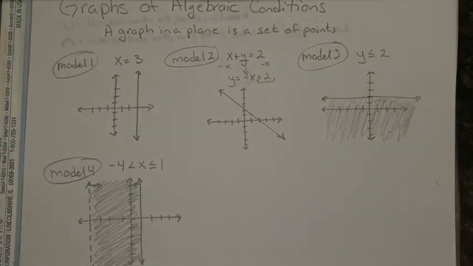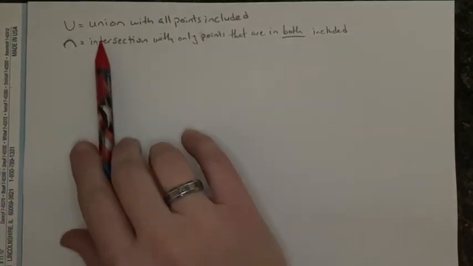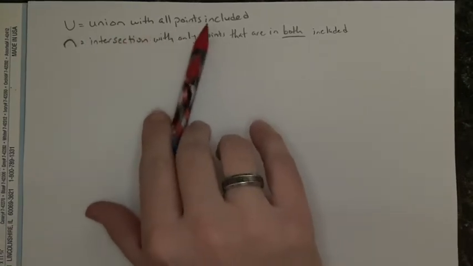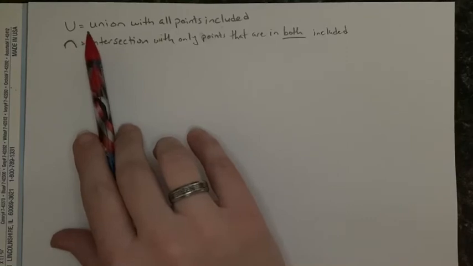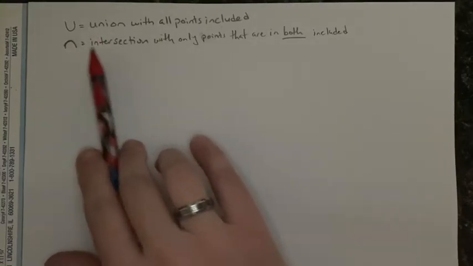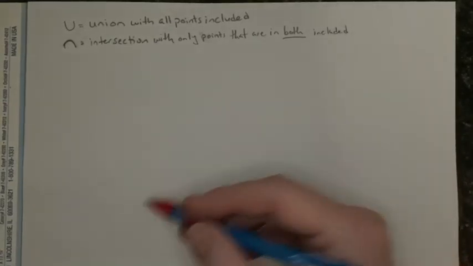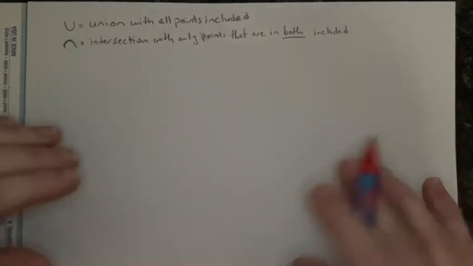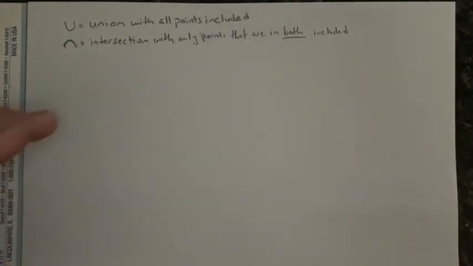And that's model 4. One final bit of information to go over is the difference between a union and an intersection. A union is all of the points included from both lines, both equations. But an intersection are only the points that are in both of the equations, that are included in both. So we only want where they're overlapped. So let's take a look at one example of a union and one example of an intersection.